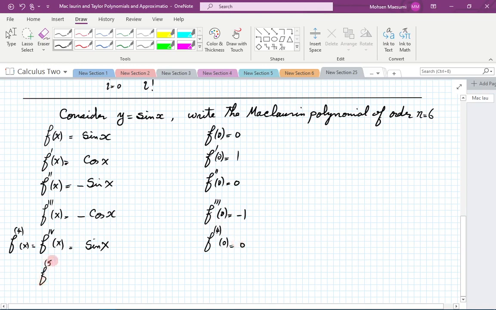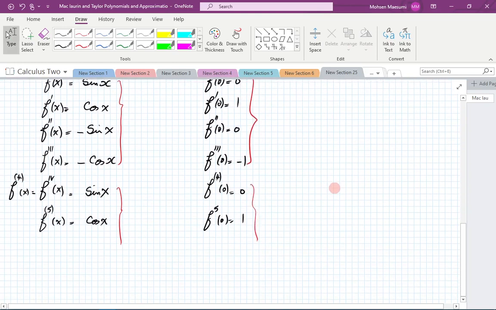Fifth derivative, so I'm going to write these numbers now. Fifth derivative is cosine of x. This pattern is going to repeat. So fifth derivative at 0 is just 1. So here, same story. The pattern is going to repeat itself: 0, 1, 0, minus 1, 0, 1, as far as you want to go. The sixth derivative of this thing is going to be minus sine of x, and its value at 0 is 0.